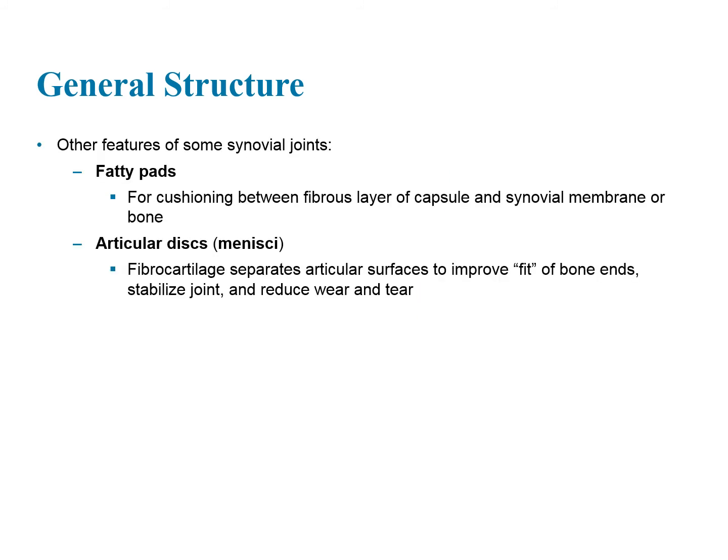Some other features that you may see in some of your synovial joints include fatty pads. These help cushion the fibrous layer of the capsule and the synovial membrane or a bone. You also sometimes find articular discs. These are called menisci, and you'll find them especially in your knee joints. The articular discs are little plates of fibrocartilage that separate the articular surface and improve the fit of the bones. This helps to stabilize the joint and reduce wear and tear on them.